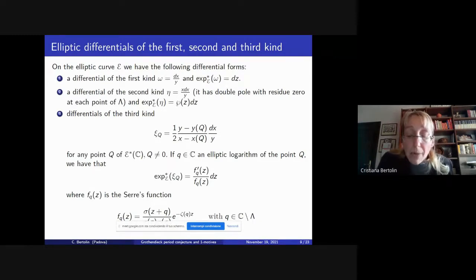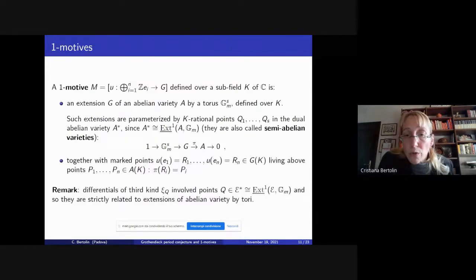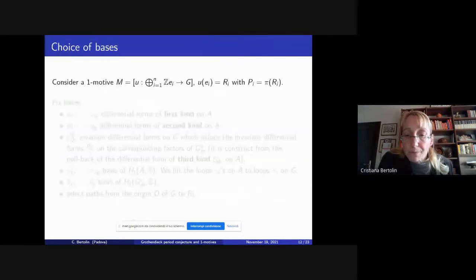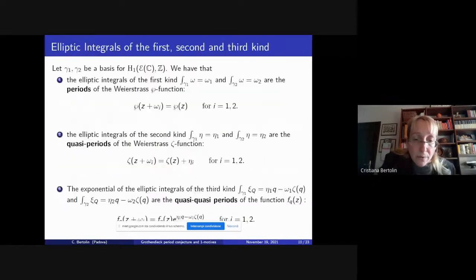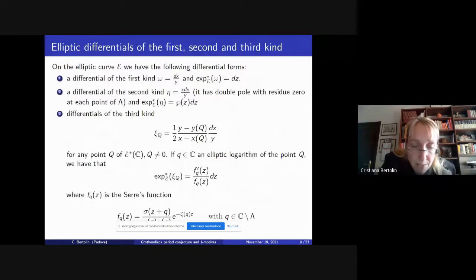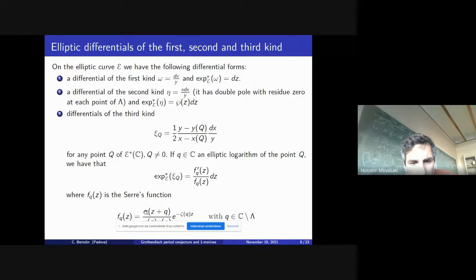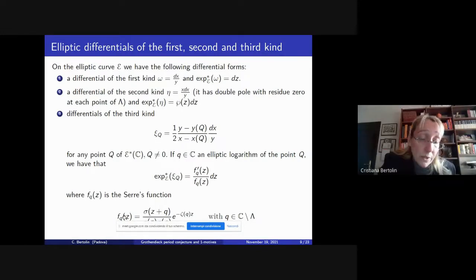Yes, but the construction is also the same in the case of an abelian variety. You just have to, instead of the sigma function, consider the theta function. Okay. In the case of an abelian variety, you construct a big F of Q, depending always on the point. And it's really the same definition. And instead of sigma, you take the theta function.